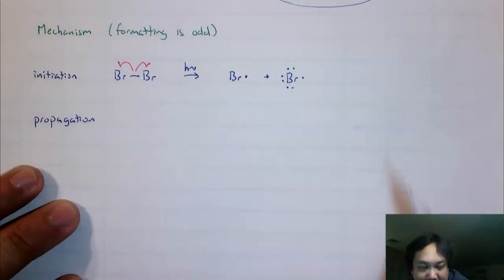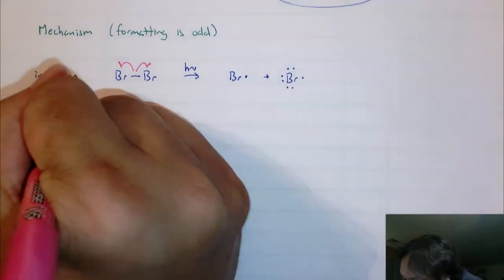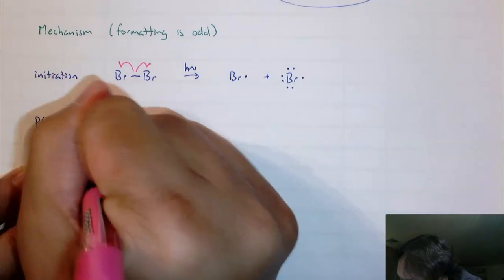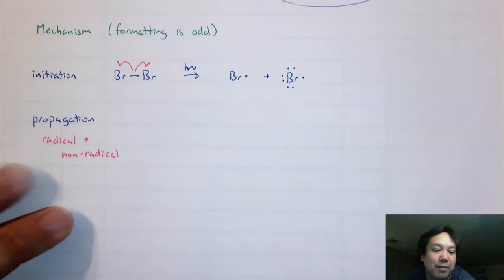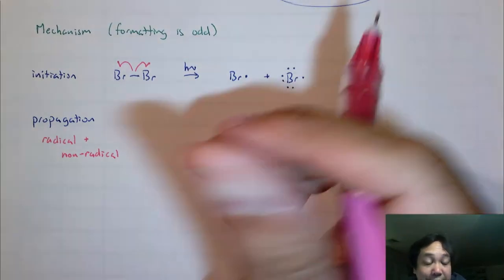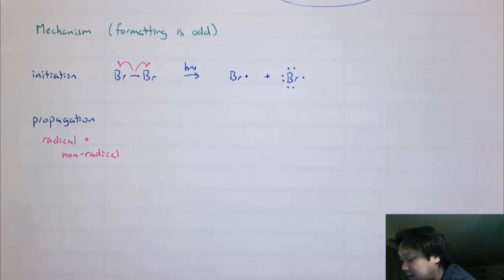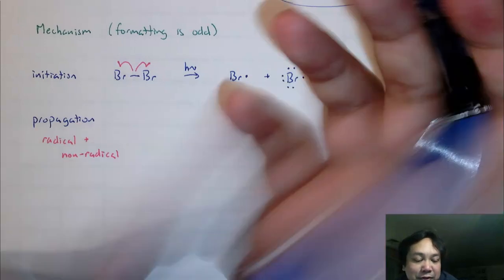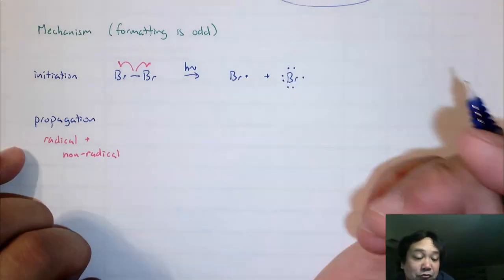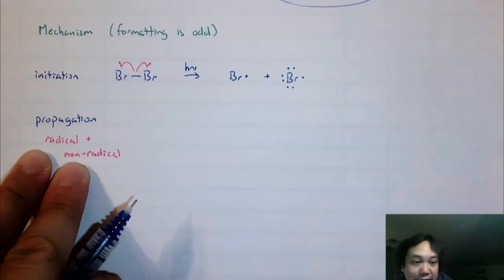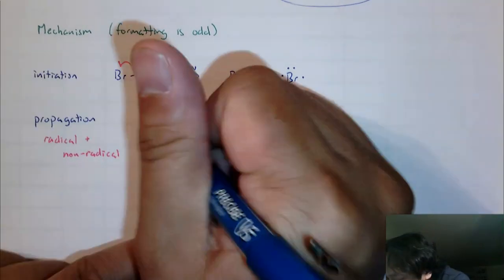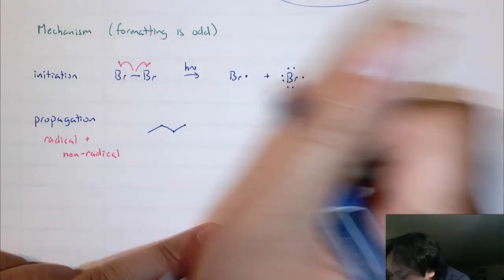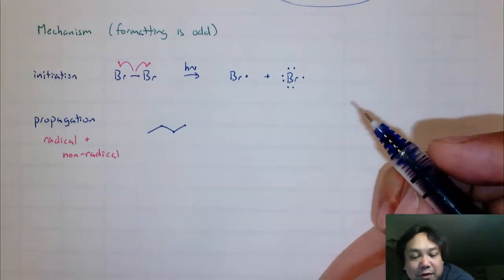Please remember this for propagation. It's between a radical plus a non-radical. Propagation is not two radicals coming together, which is very tempting, and you'll see why in just a bit. There's always a small percentage of people who do the propagation wrong because they don't remember this rule: radical plus non-radical.